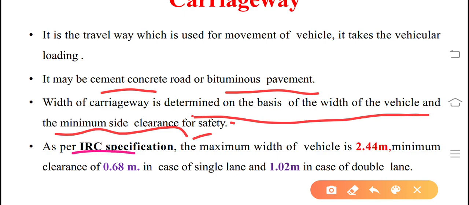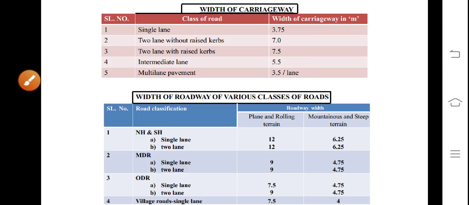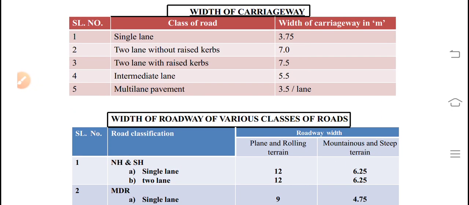As per IRC specifications, the maximum width of vehicle is 2.44 meter, minimum clearance 0.68 meter for safety purpose between the two vehicles on road in case of single lane, and 1.2 meter in case of double lane. Width of carriageway have been standardized by IRC.